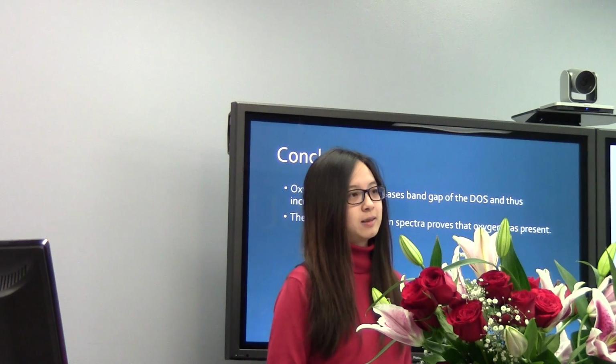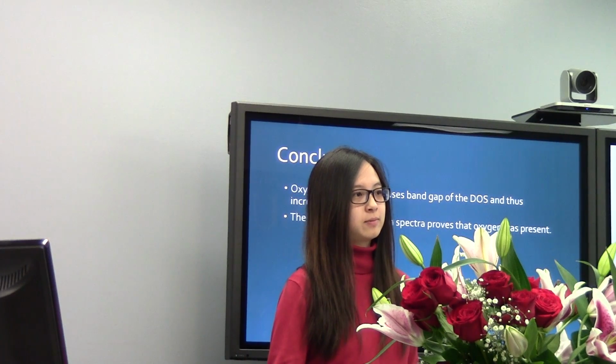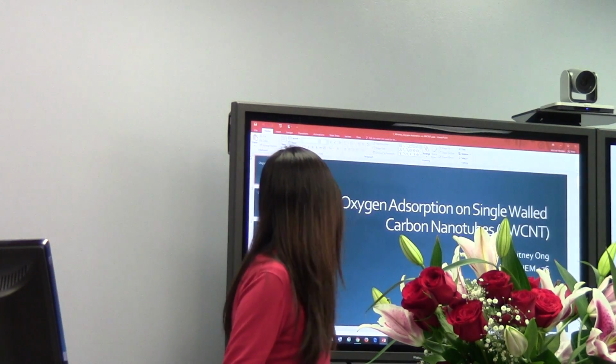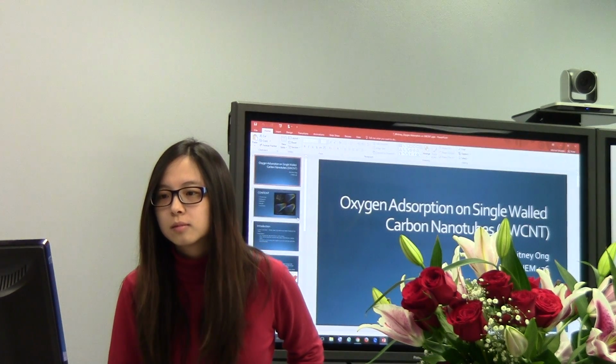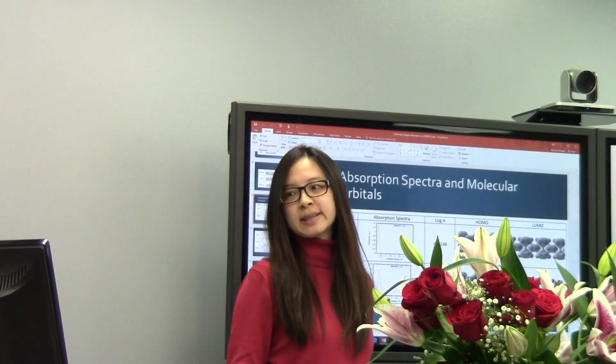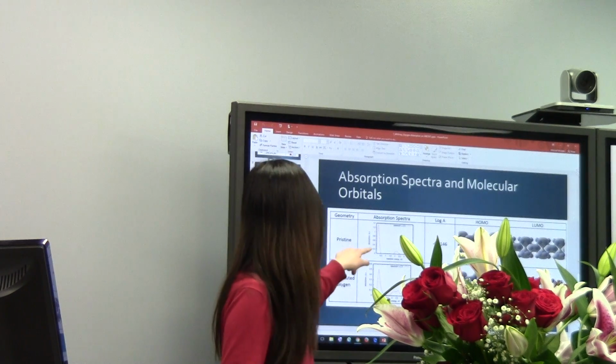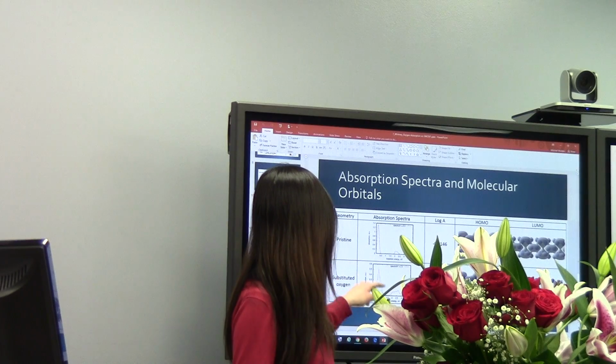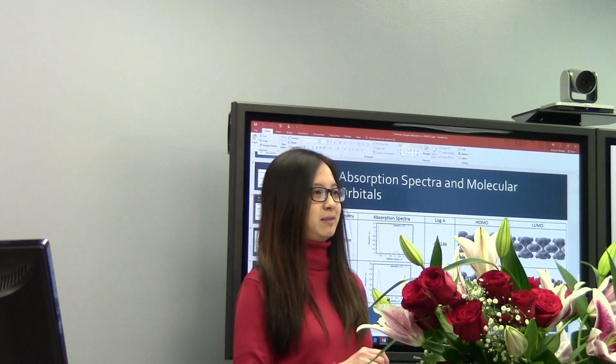On one of your tables, you had log of A. What does that mean? So the A is the absorption at 0 frequency, but because it's too small to measure, I use a logarithm.